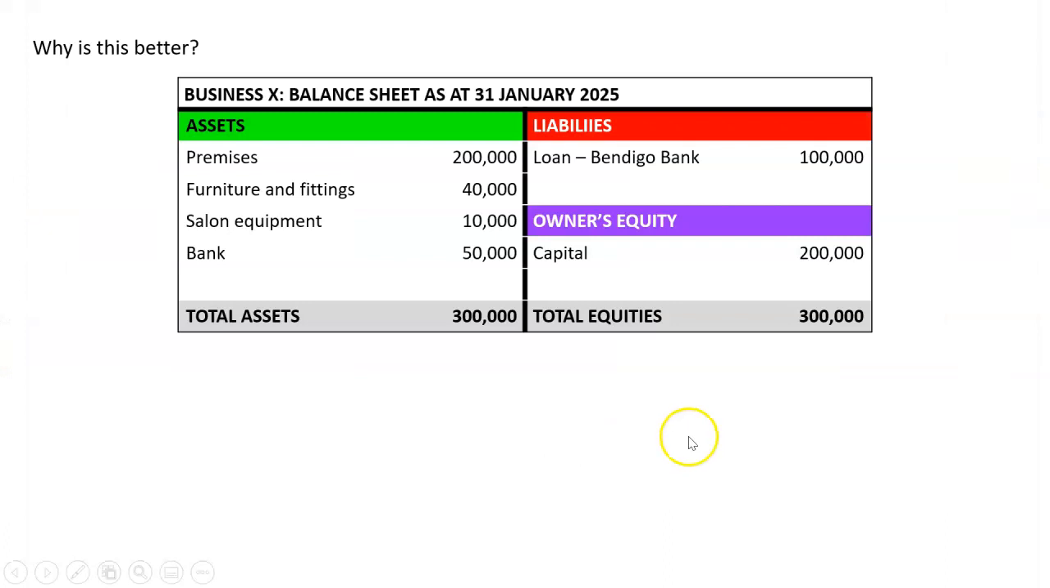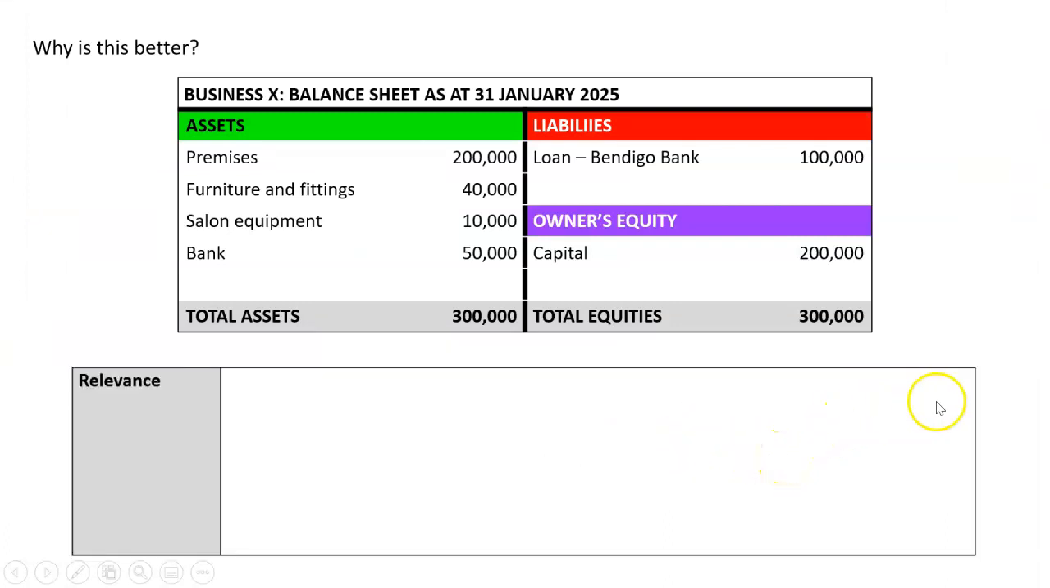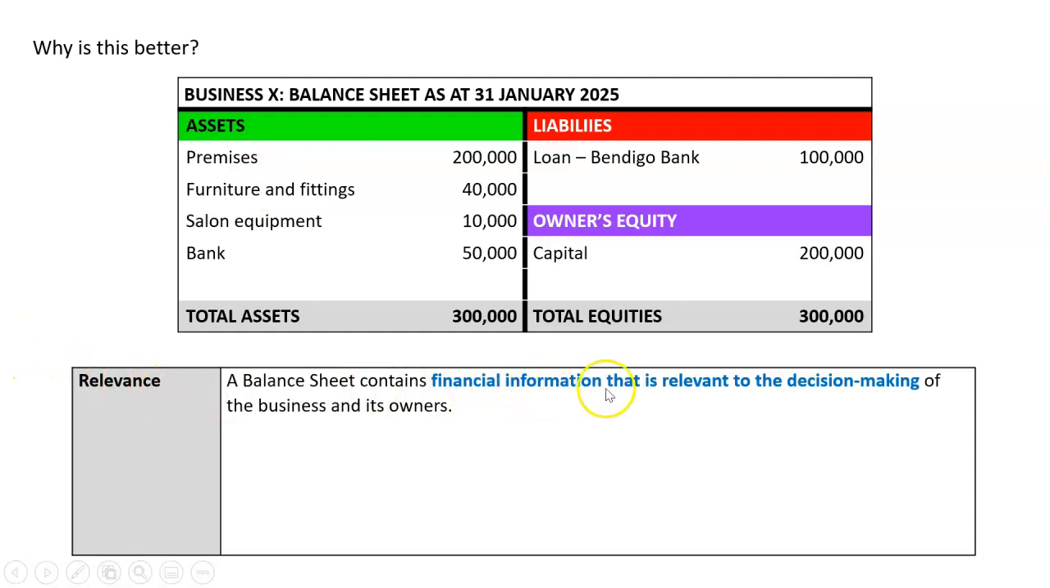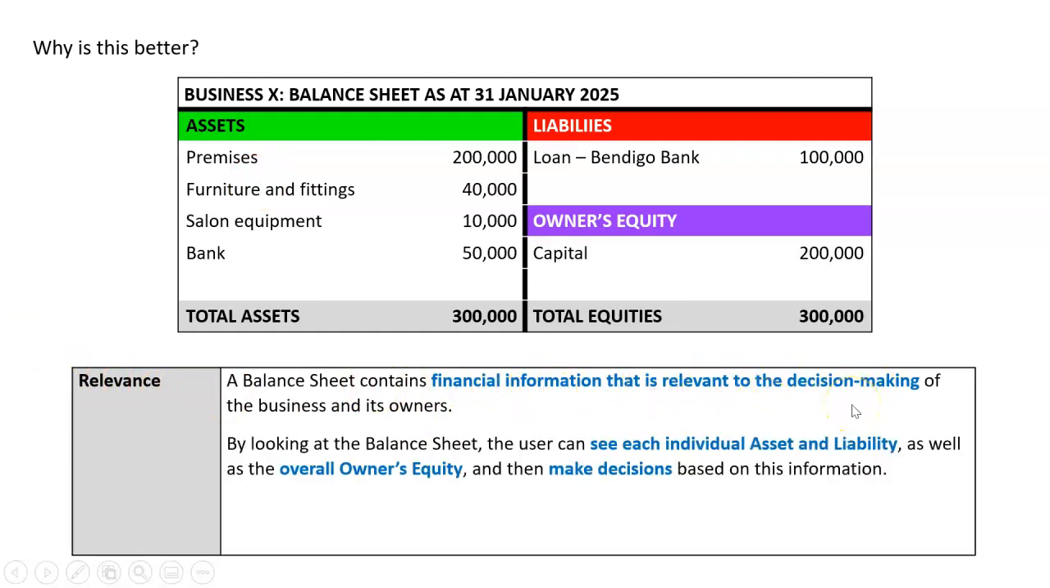And that is because it's very much better. Now, why is it better? Well, we can express that in terms of the qualitative characteristics and say, first of all, this is more relevant. What does that mean? Well, it means it's got financial information that we can now use for our decision making. We can not only see the overall balance of all the assets, all the liabilities, and all the owner's equity, but we can see each individual item as well. So we've got a nice balance there. And now that we've got that, we can make some decisions based on that.